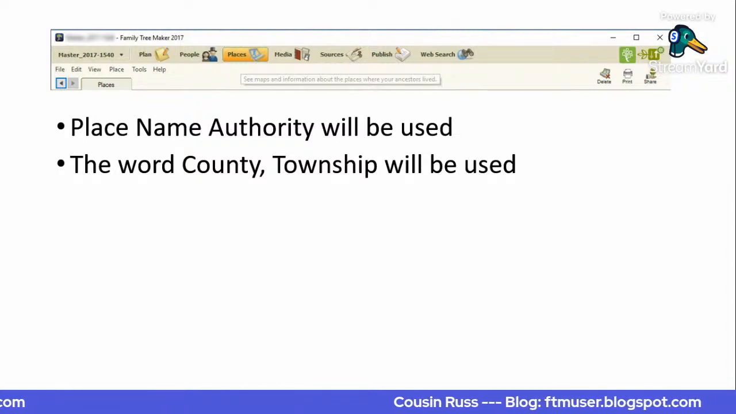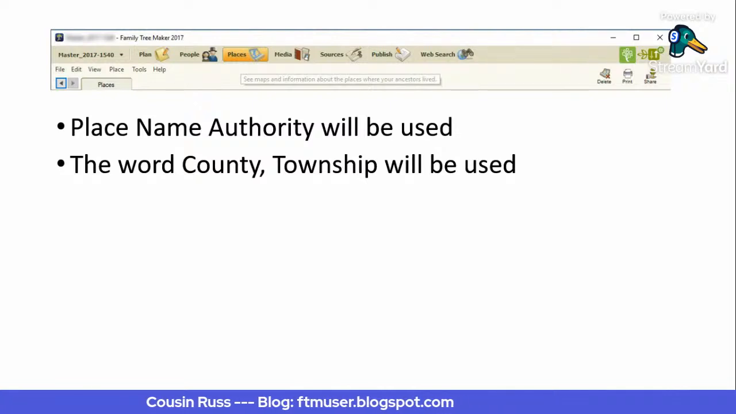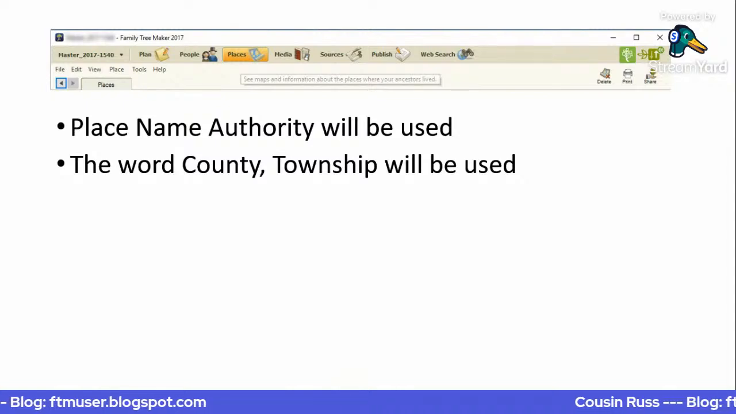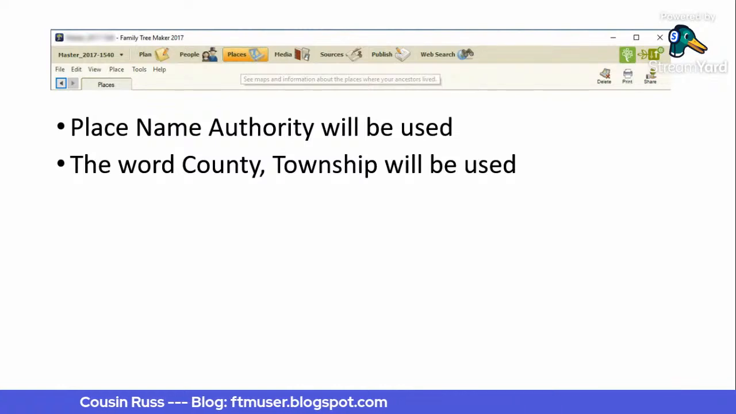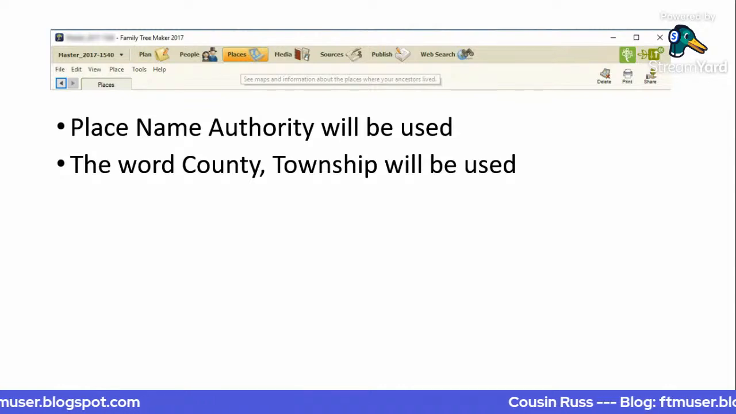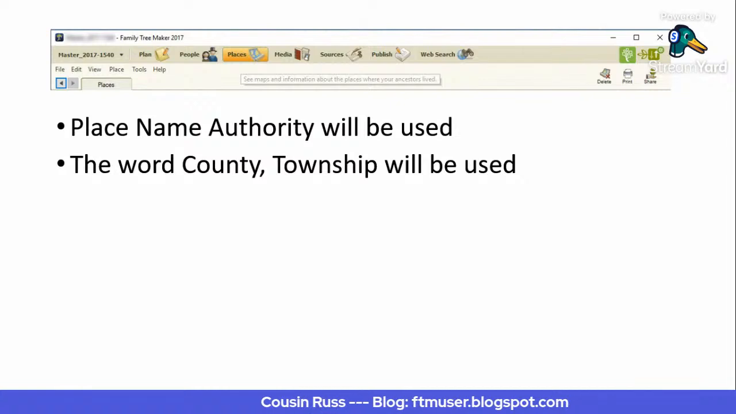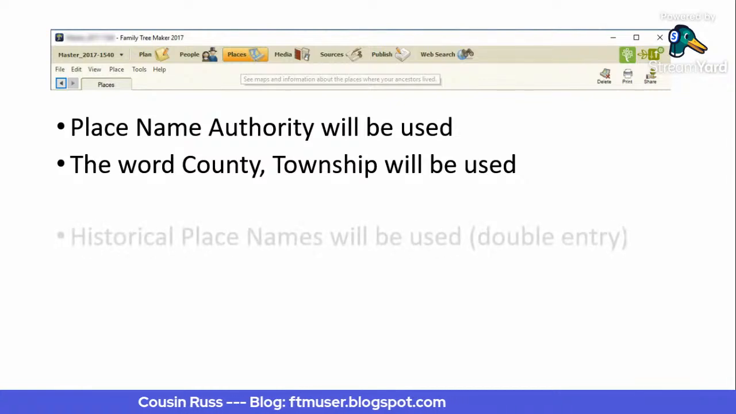A couple other place names where the word county or township is important is Richmond, Virginia, and Baltimore, Maryland. They are independent cities. They are not part of a county. Philadelphia is in Philadelphia County. Richmond and Baltimore are independent cities, not in a county.